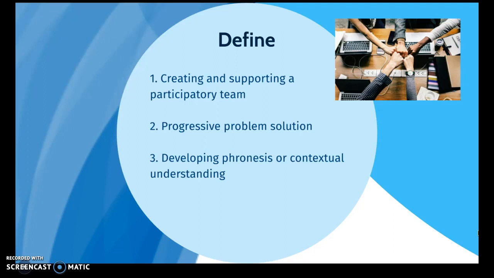The last is developing phronesis or contextual understanding. So many traditional models, quote, "are based on the assumption that there is much that can be generalized," unquote. So basically what works for one type of instructional context must work for another based on these similar objectives in learners. This approach is completely the opposite. It is very focused on the specific contexts, the specific learners, and trying to create objectives based on those learners and objectives based on those contexts.